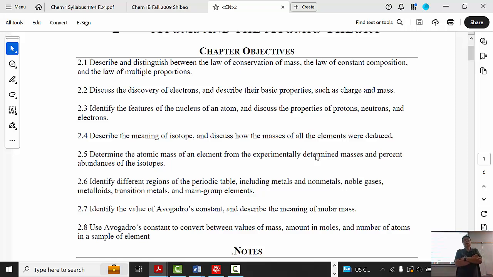The mass defect means that the masses don't add up.